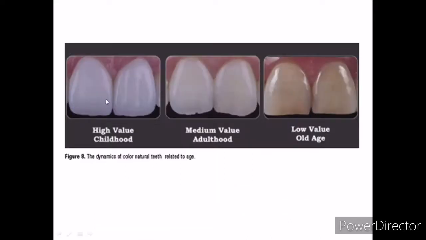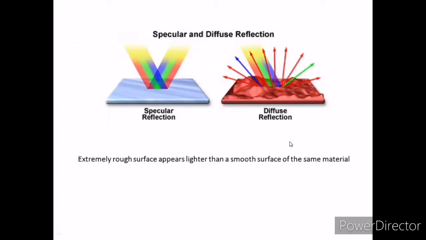Now let us consider this example. In childhood, enamel has a high value, while in adulthood it turns to medium value. In old age, it turns to low value. This is also an important property. An extremely rough surface appears lighter than a smooth surface of the same material. This plays an important role when we do a composite restoration. The finishing and polishing are very important.